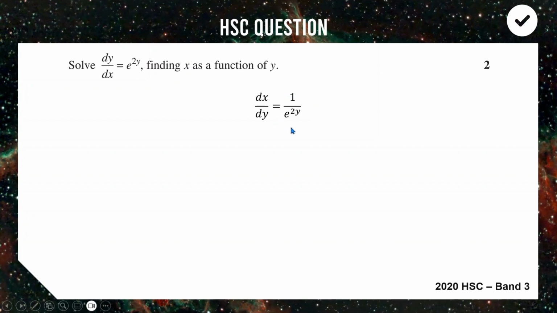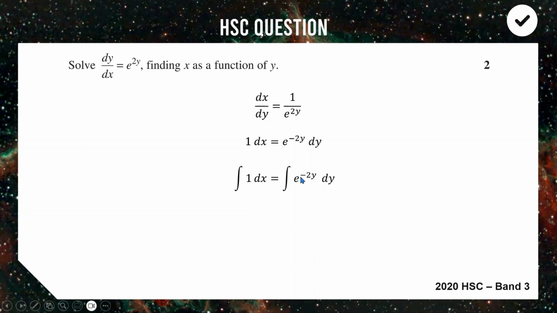If we want to integrate 1 over e to the 2y, we can put it into index form by using a negative power. So we can write this as e to the power of minus 2y, just so it's ready to do some calculus as we prepare to integrate both sides. Okay, left-hand side is of course going to integrate to x, and we can put our constant there.